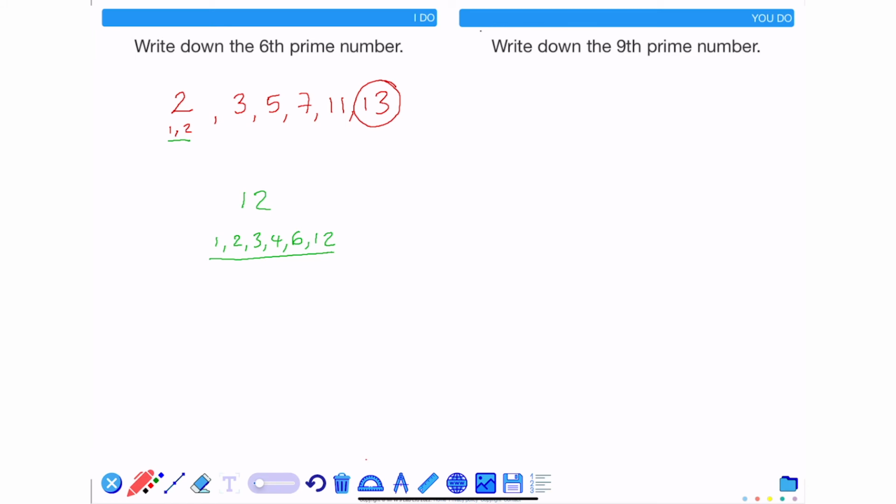So continuing from my previous list of prime numbers, the 7th prime number is 17, 19, and 23. 23 is my 9th prime number.